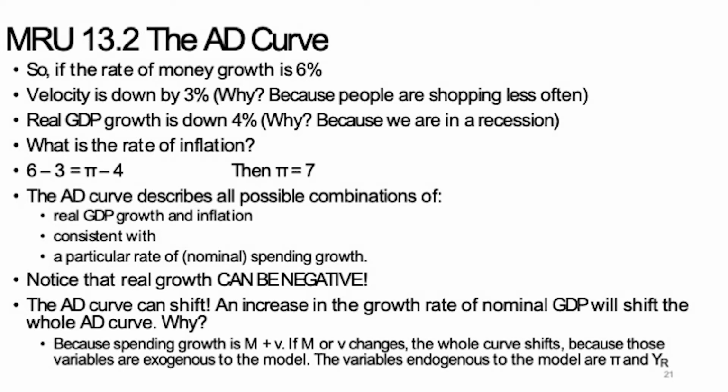If we say that the Fed has produced new money and has increased the quantity of money by 6%, we're going to put it there. So M minus V, or plus V, but here V is negative, is equal to pi minus, and then we say real GDP growth is down by 4%. Okay, then we can discover what inflation rate is consistent with that.